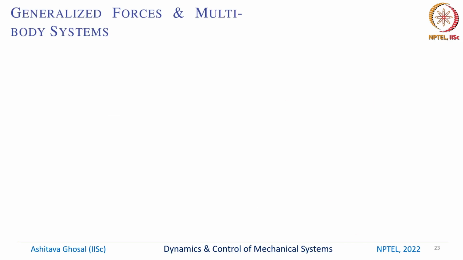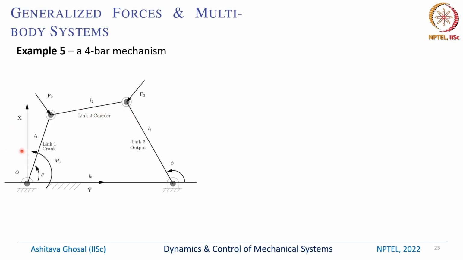So let's take another example of generalized forces in a multi-body system. We will take the example of a very well-known simple multi-body system, a parallel mechanism or a 4-bar mechanism. Okay, so the 4-bar mechanism is shown in this figure. It consists of link 1, which is called the crank, link 2, which is also sometimes called the coupler, and link 3, which is in this case chosen as the output link. Sometimes the coupler is the chosen output link, but in this example we will assume that link 3 is the chosen output link.